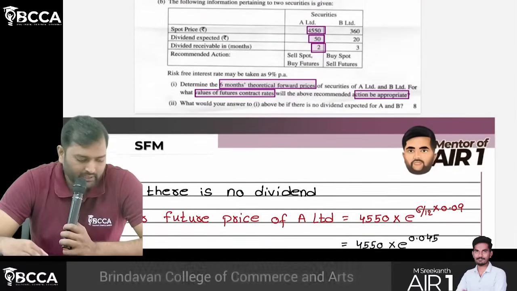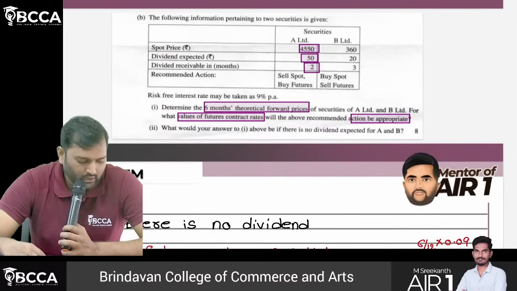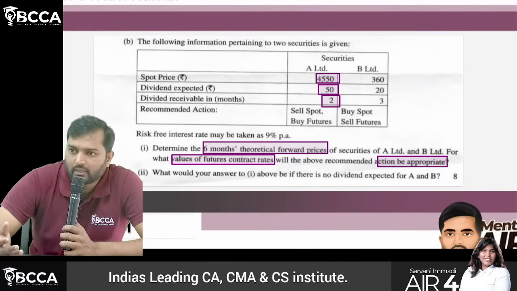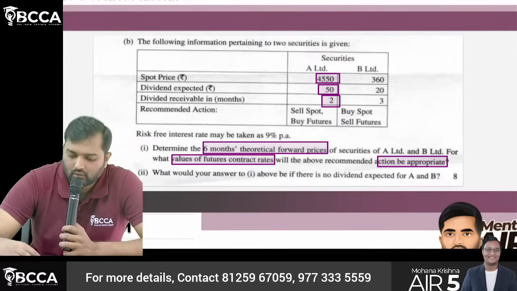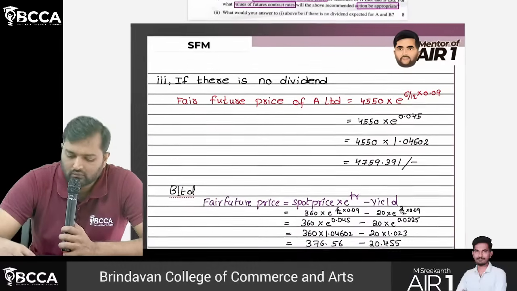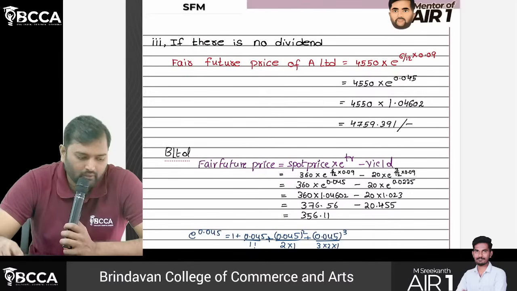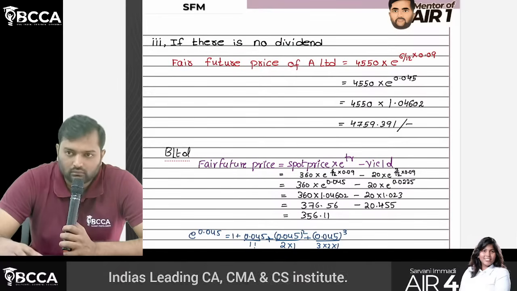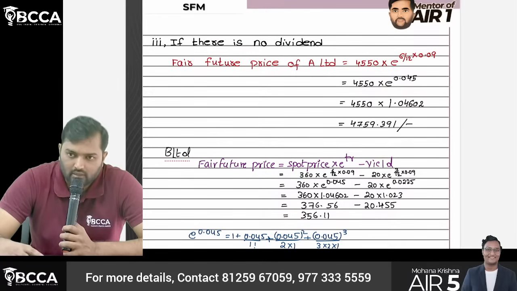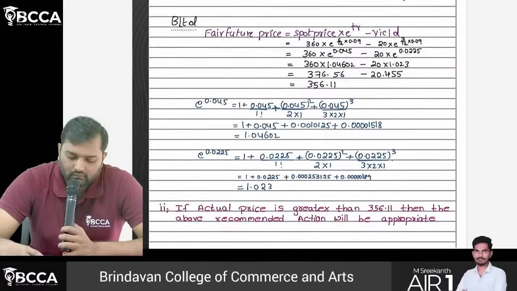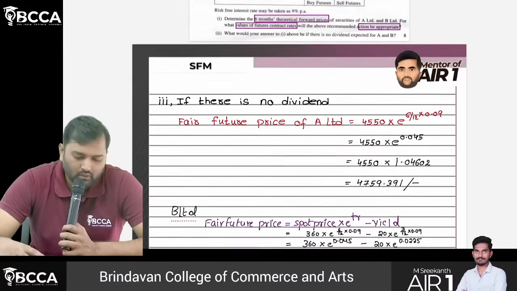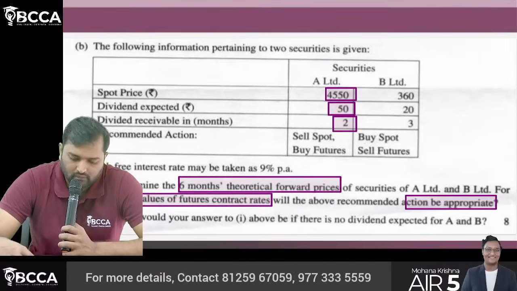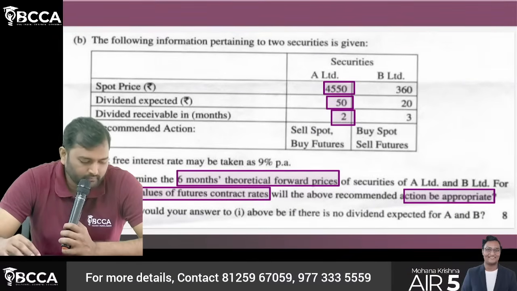Next, the second part is, what would be your answer to one above if there is no dividend expected? If there is no dividend expected, then simple, I will ignore the dividend. I will take directly 4550 into e power 6 by 12 into 0.09. So the fair future price will change. Clear? So likewise B Limited also. So I will display the question and you have to solve this question with the presentation in 10 minutes.